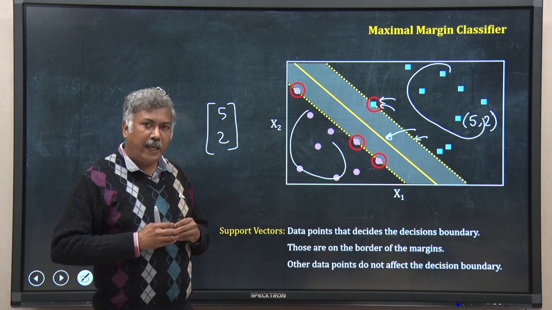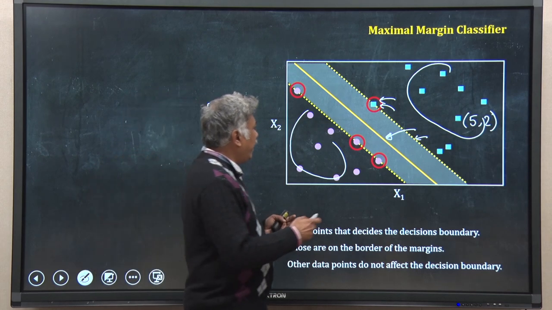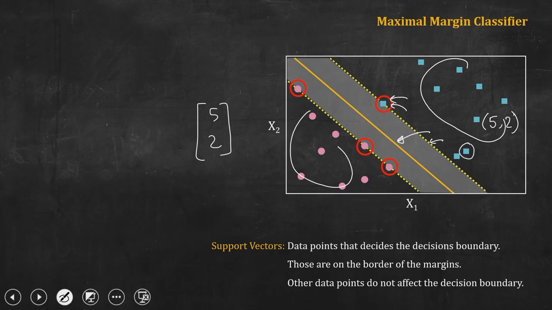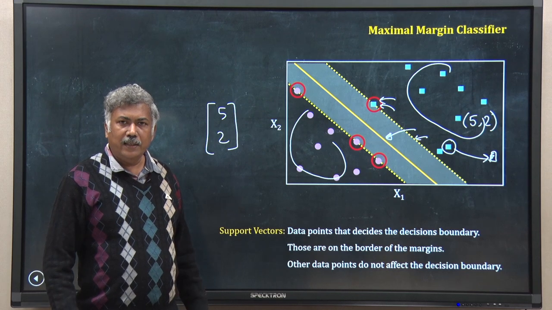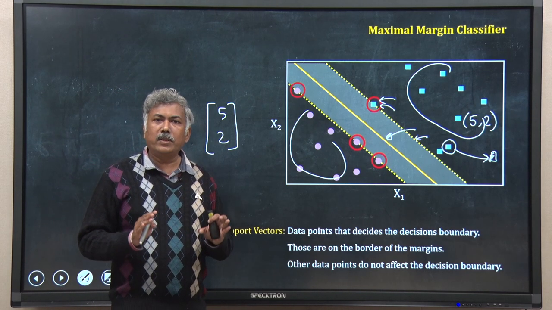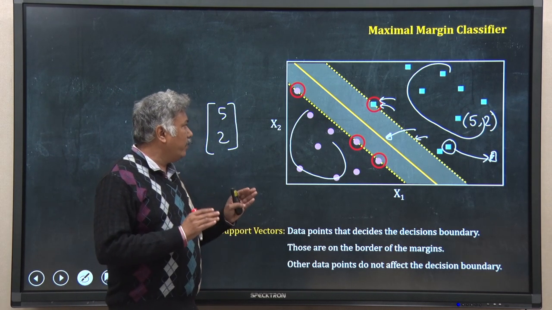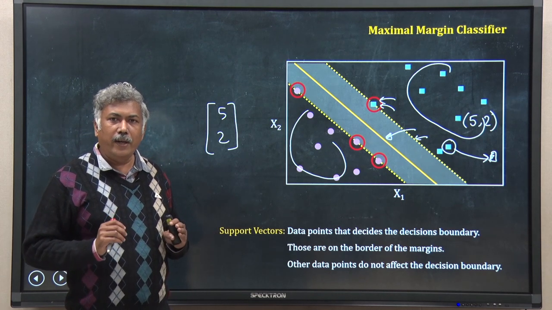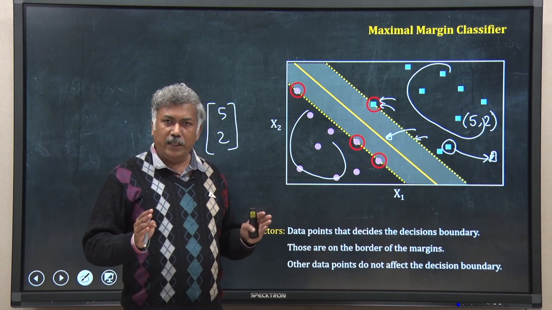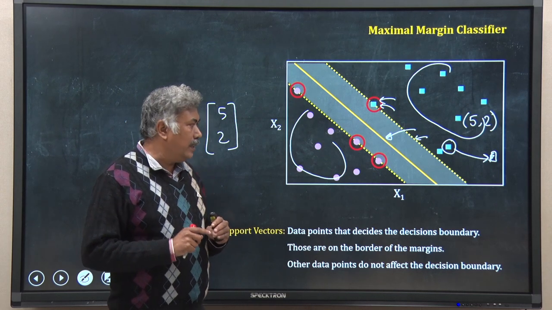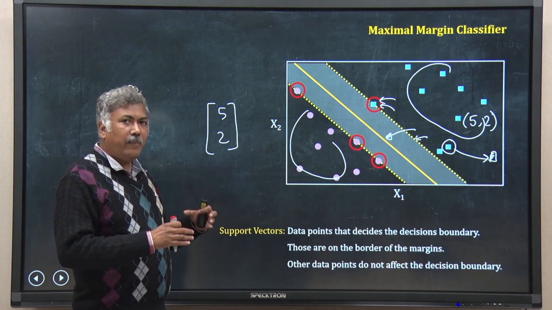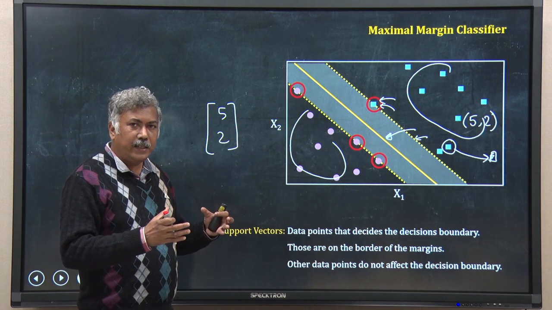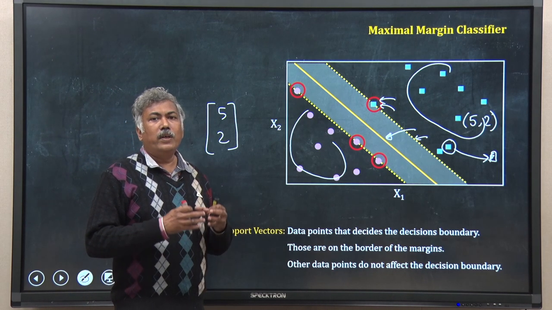Now, the advantage of that is that if I change any of the data points, for example, if I move this data point to here, that will not change the decision line. So my classifier will remain the same. As long as I do not disturb the support vector data points, my classifier will remain unchanged. The other interesting thing is that as the decision boundary is decided by only this handful of support vectors, my calculation becomes much easier.